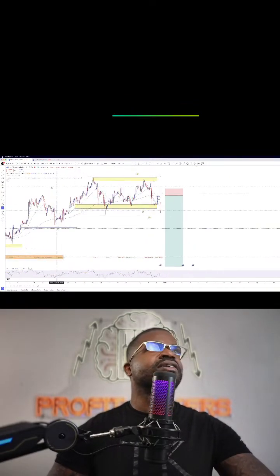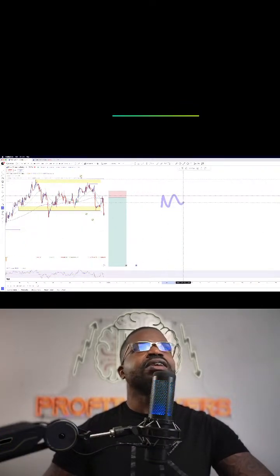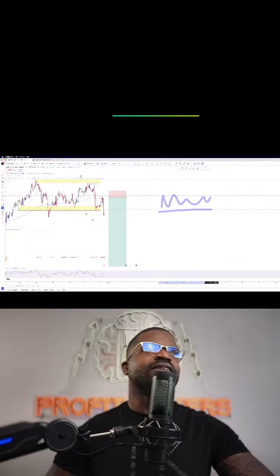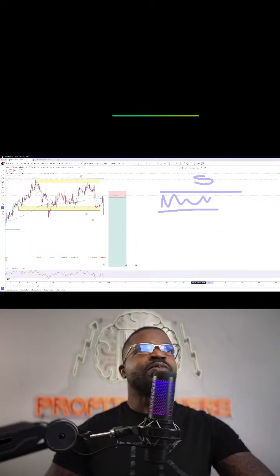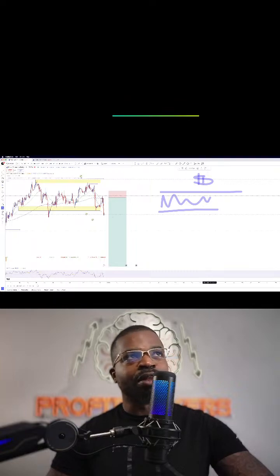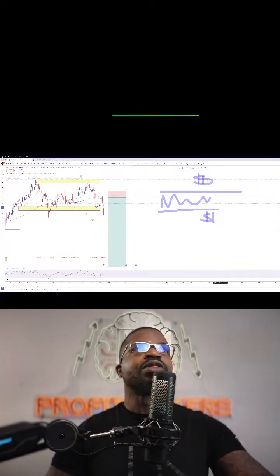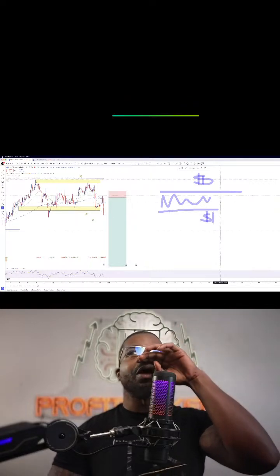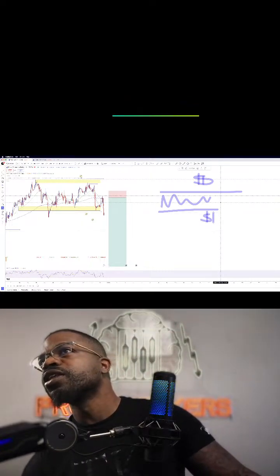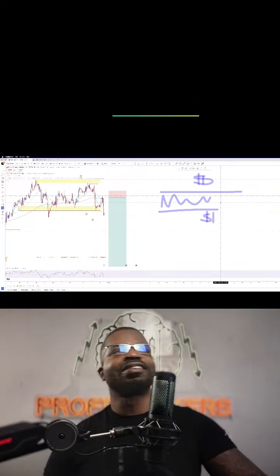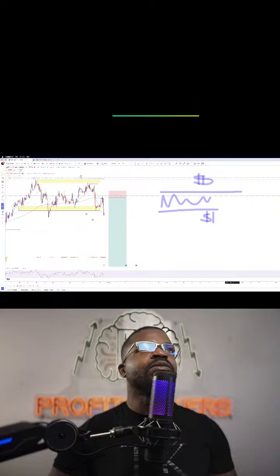Let me draw it for you before I show it on the charts. What this is, you'll see consolidating price, and you'll have retail traders placing stop losses either above resistance or below support. What the market will do is reach to grab the money in those areas before it makes its intended move.